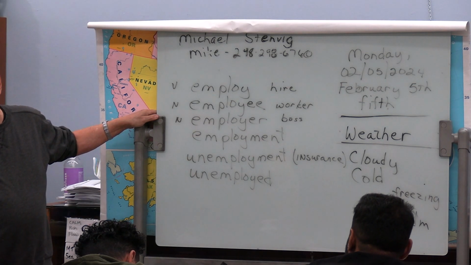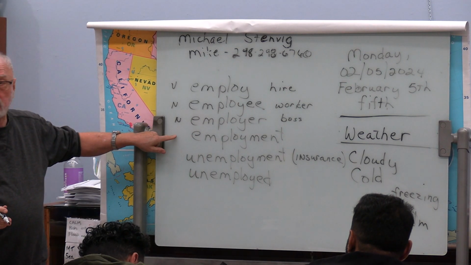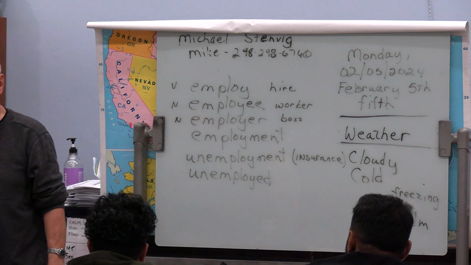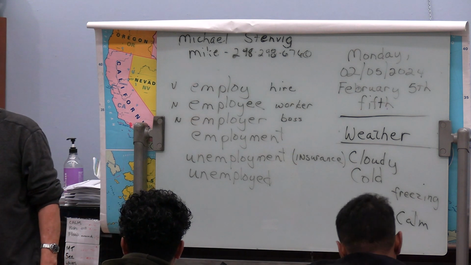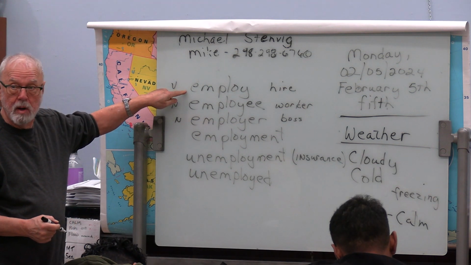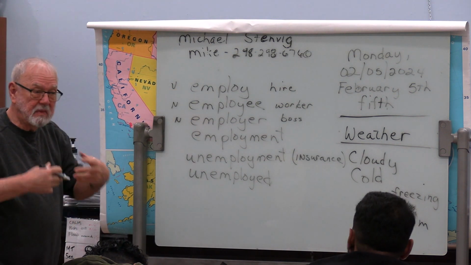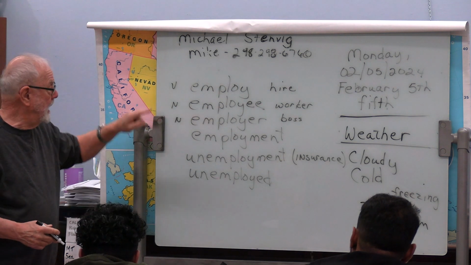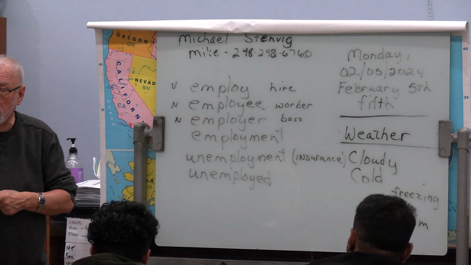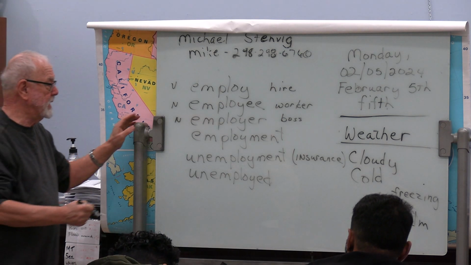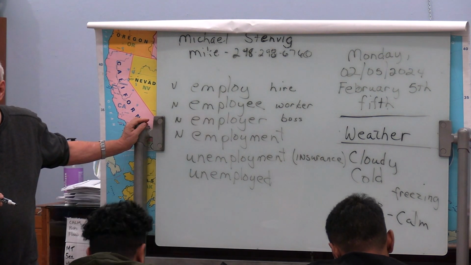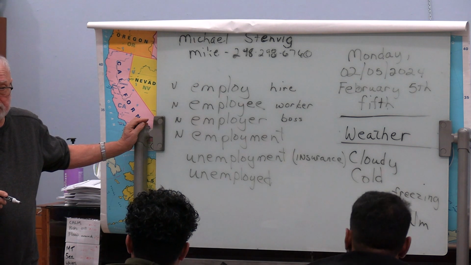You're on the right track, work, but employment is yes or no? Yes. I have employment. Yes, you have a job. I have a job. So it's a noun. This is the verb, employ, but the noun is what you get. If I employ you, you have employment. So it's a noun. What you get? Job. Yes. Employment.